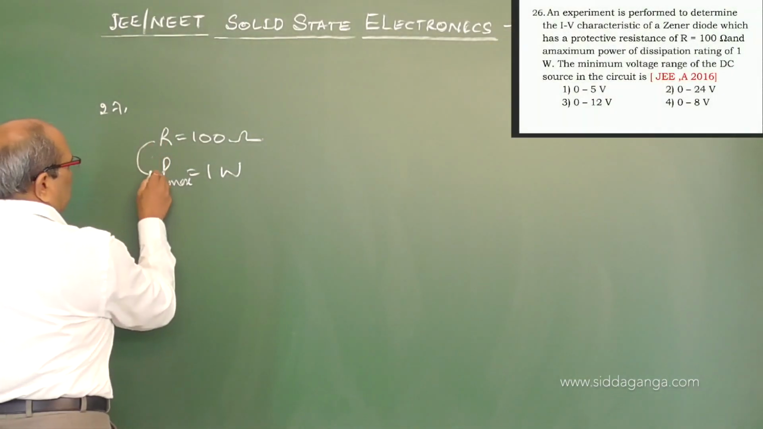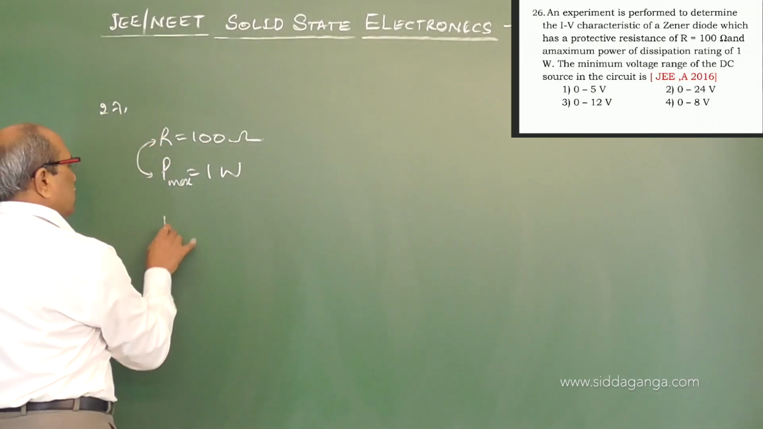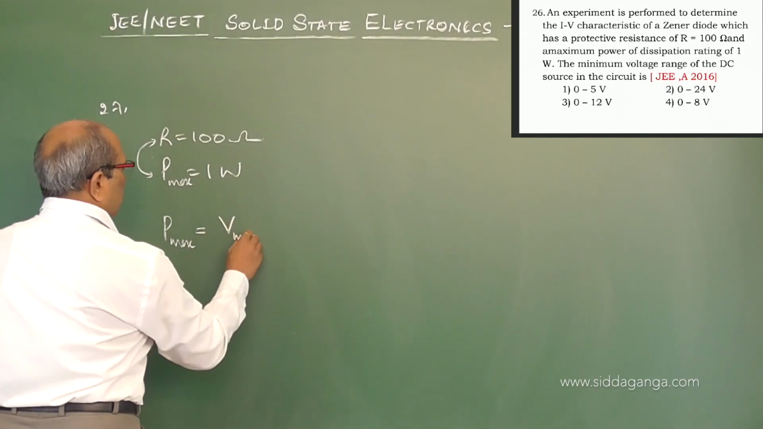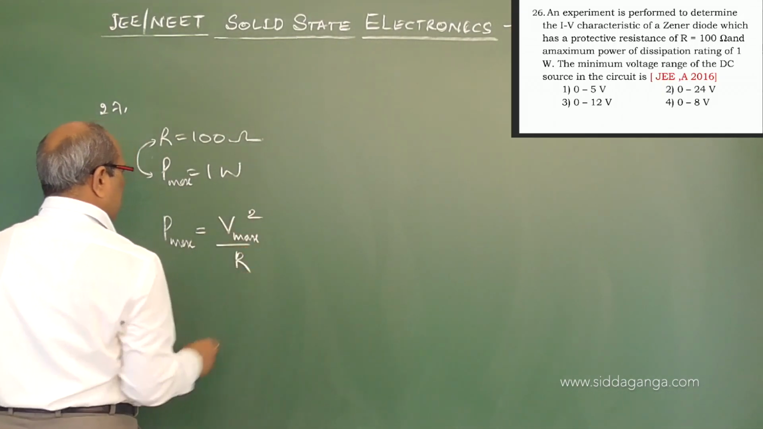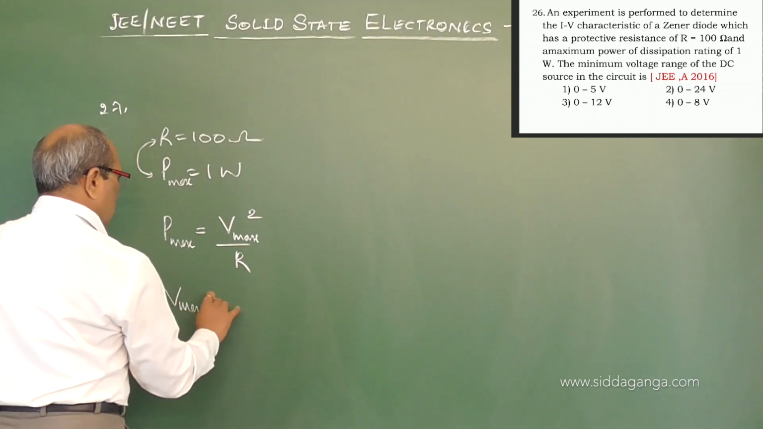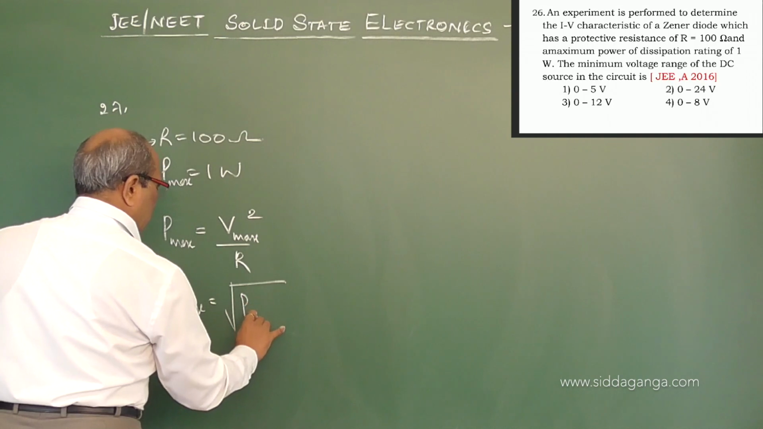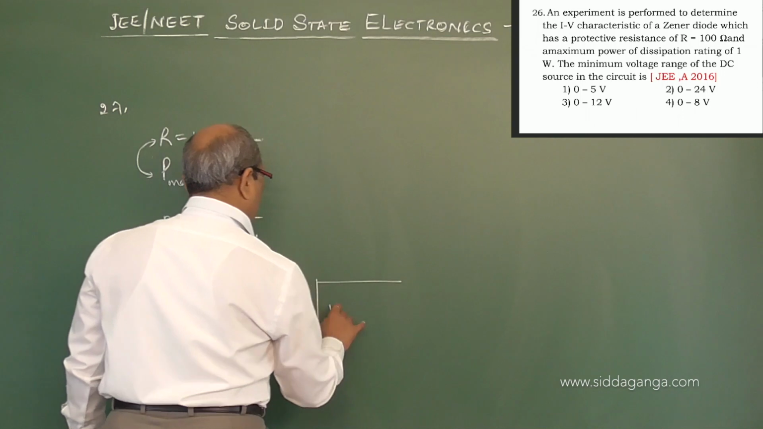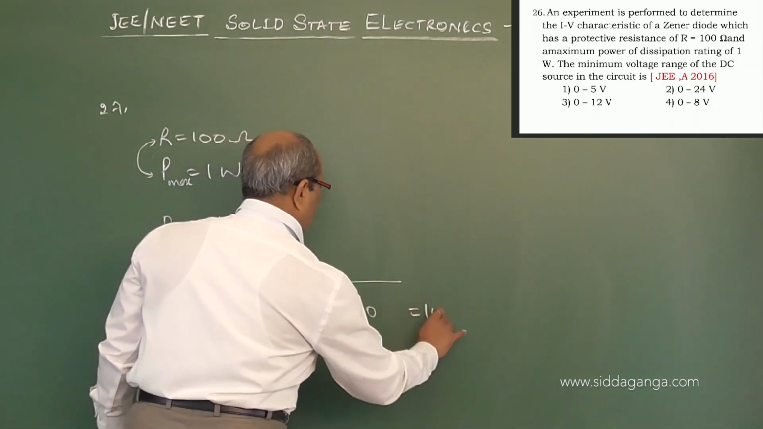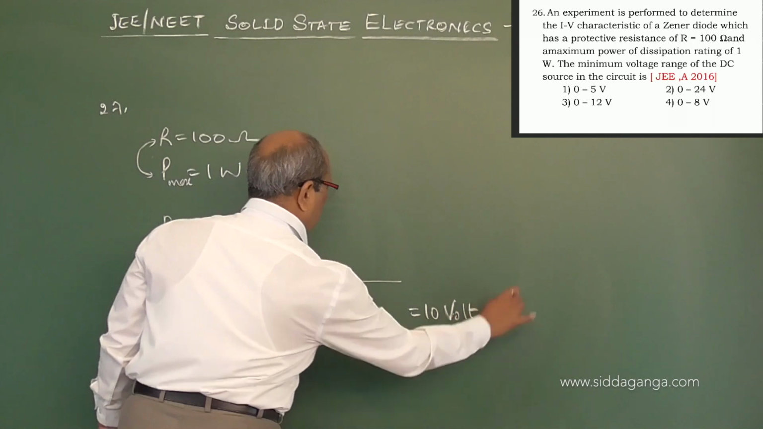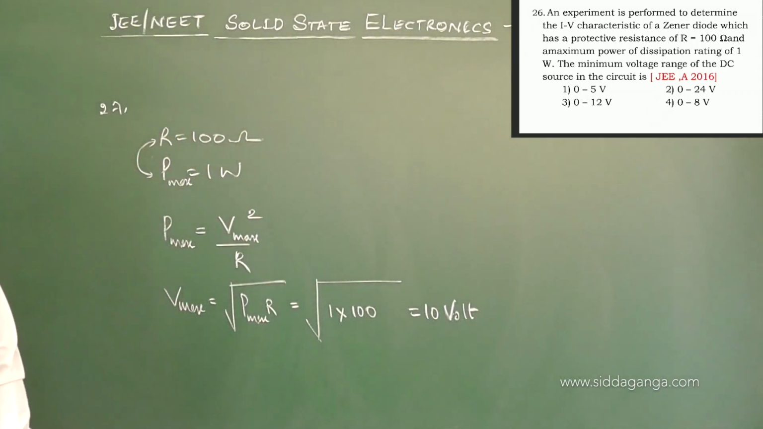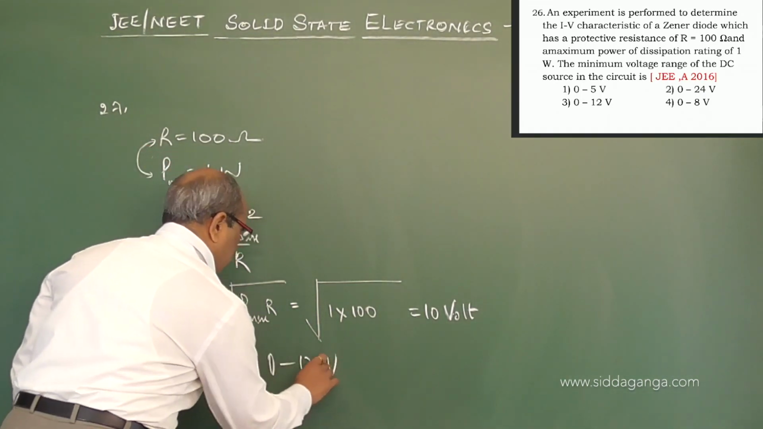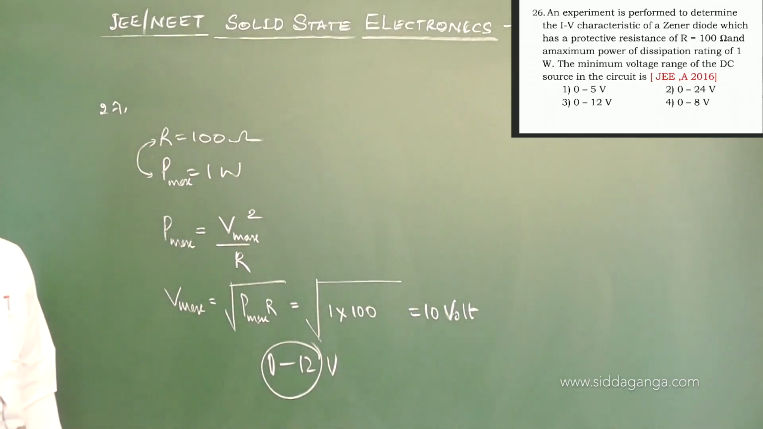This depends on the power dissipation, again on the resistance. Maximum power dissipation is equal to V maximum square by resistance. If you want V maximum, it is the square root of P maximum into R. P is 1 and R is 100, which gives you 10 volt. Because of the limiting resistance, it may be around that. So the range 0 to 12 volt is ideal.